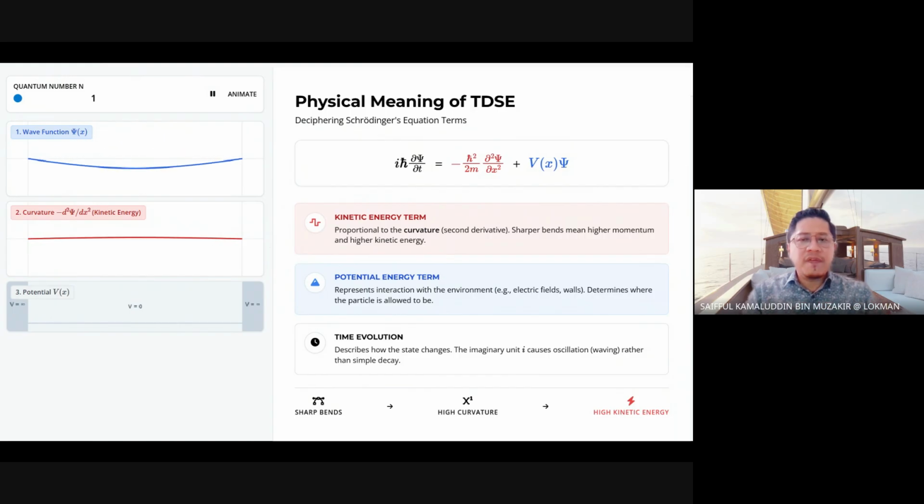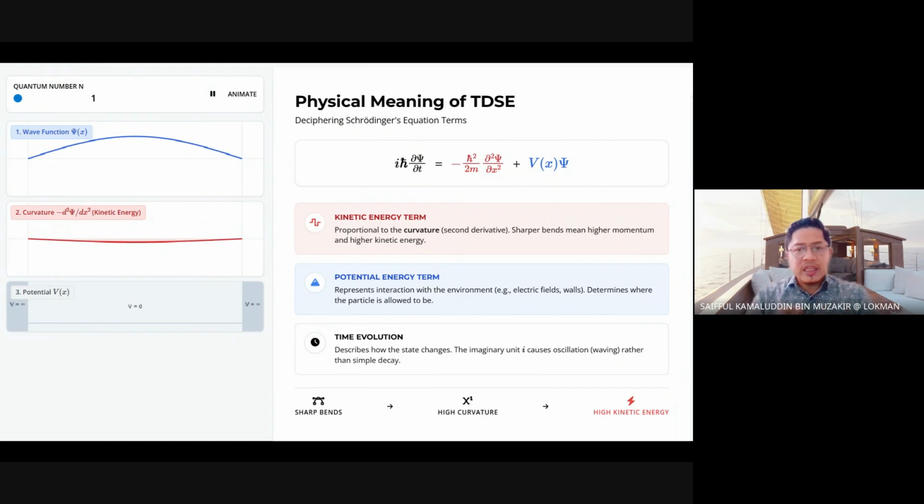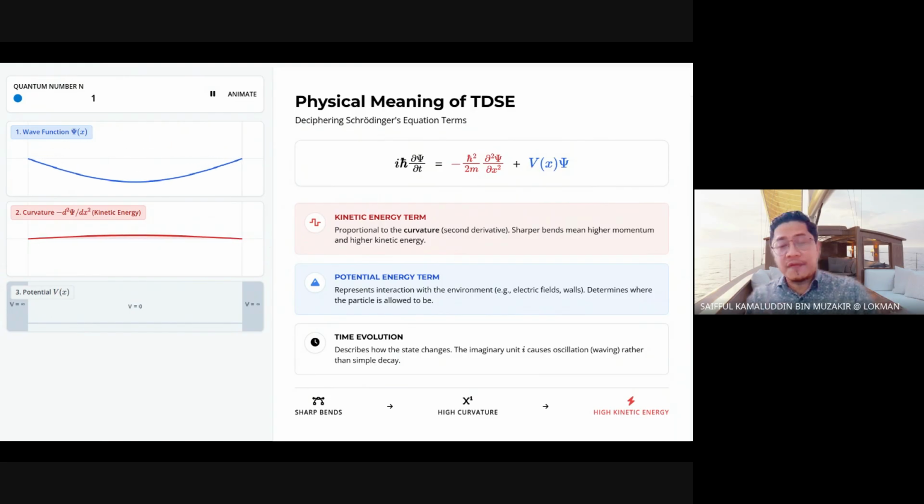The wave function shows the states. The curve shows how sharply the state is changing in space. And the potential shows the environment acting on the particle. So when you play the animation or change the quantum number, you should ask yourself how the shape changes, where the curvature becomes larger, and what that means physically.